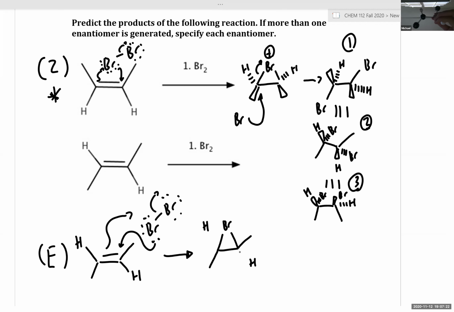Okay, now our bromonium ion can either form on the top face or the bottom face. Does it matter which one we choose? Do we get a mixture anyways? Is there any difference between the top and bottom face? No, there's no difference. You're going to get a mixture.